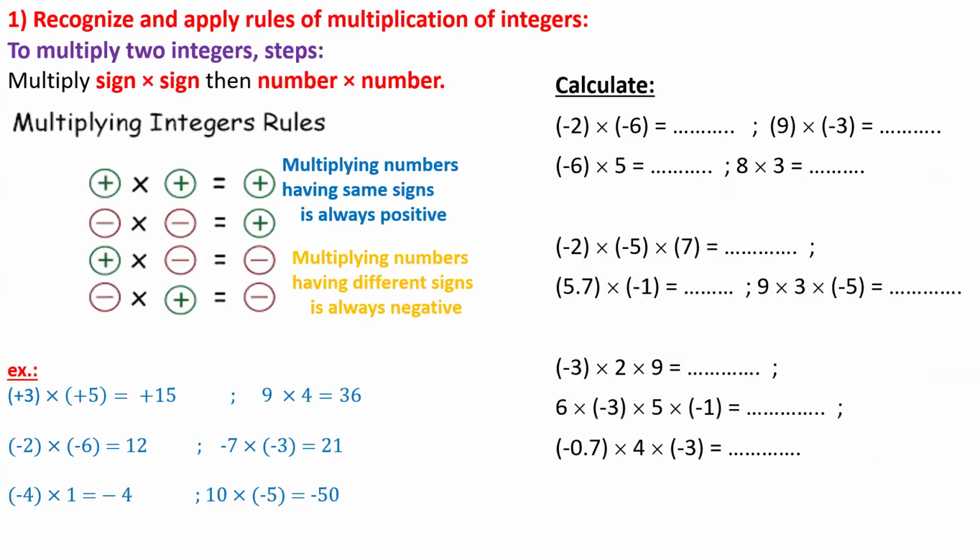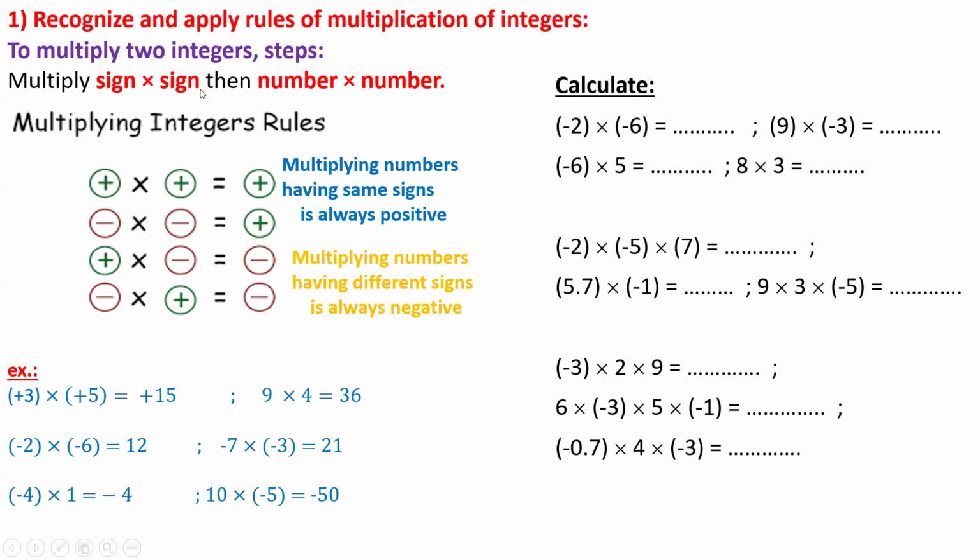Signed numbers, multiplication, and division. First, I will start with the rules of multiplication of signed numbers. So we will recognize and apply rules of multiplication of integers or signed numbers. Always, to multiply two integers or two signed numbers, we have steps. I will have number 1 times number 2. So how should I multiply? Number 1 has a sign and number 2 has a sign. So I start multiplying sign times sign, then I multiply number times number.